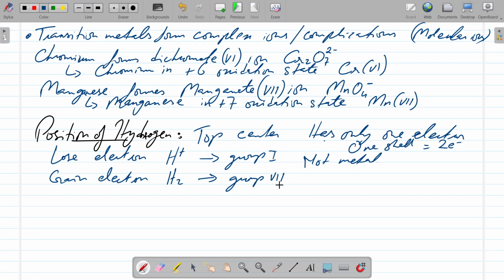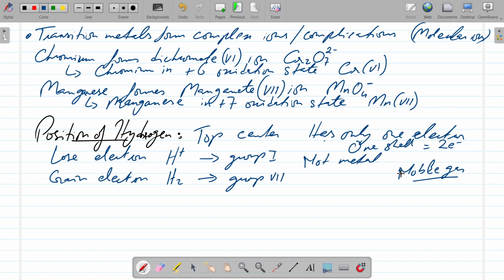So would it be in group 2? Why would it be group 2? It doesn't have two outermost electrons, and if it did, it would have a complete shell, and that would make it a noble gas. That's what helium is. It has two outermost electrons, and the number of electrons is equal to the number of protons. So hydrogen, with just one proton, can't fit in group 2 with helium.